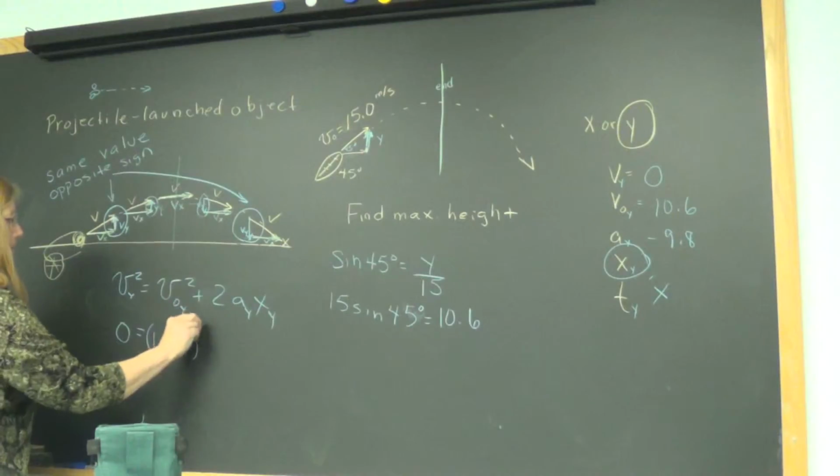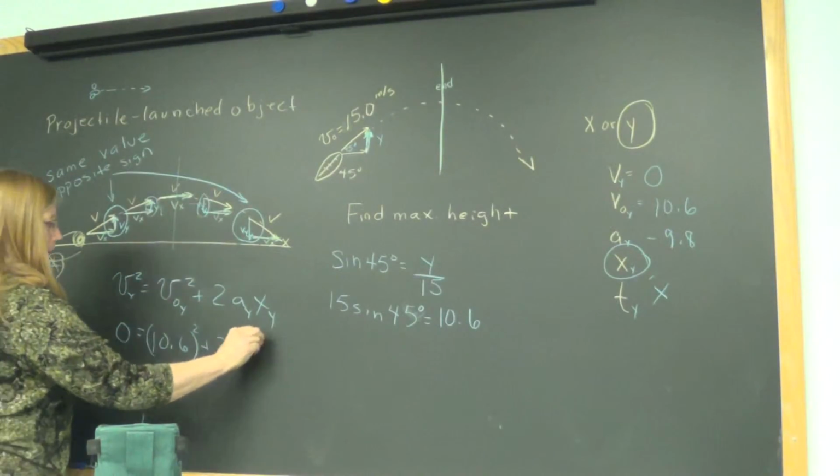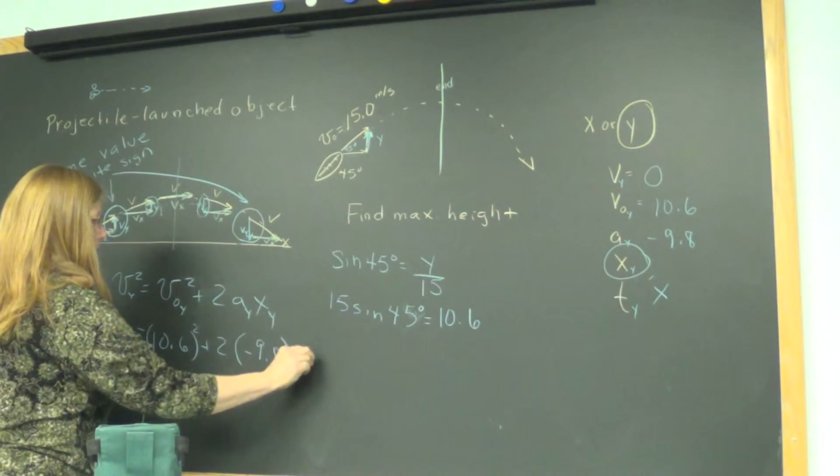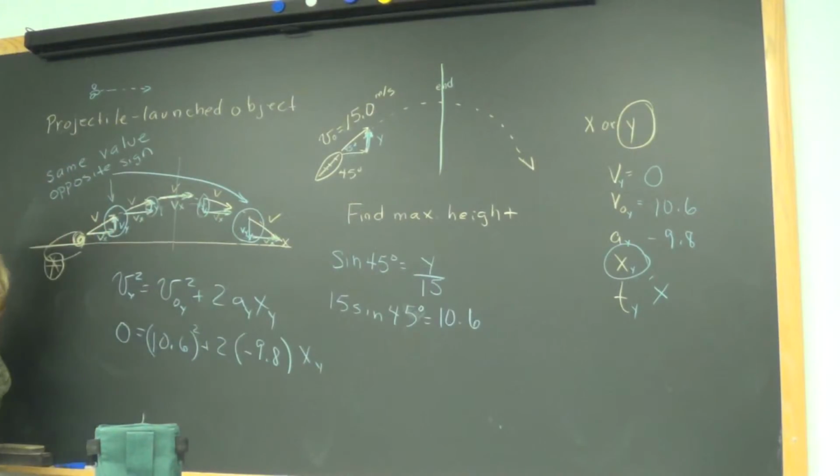Calculate it for me. We're solving for x sub y. We're solving for the distance in the y direction. So it turned out to be called x sub y. So you have to square 10.6, move it to the other side, and divide it by 2 times negative 9.8, and end up with 3 sig figs.